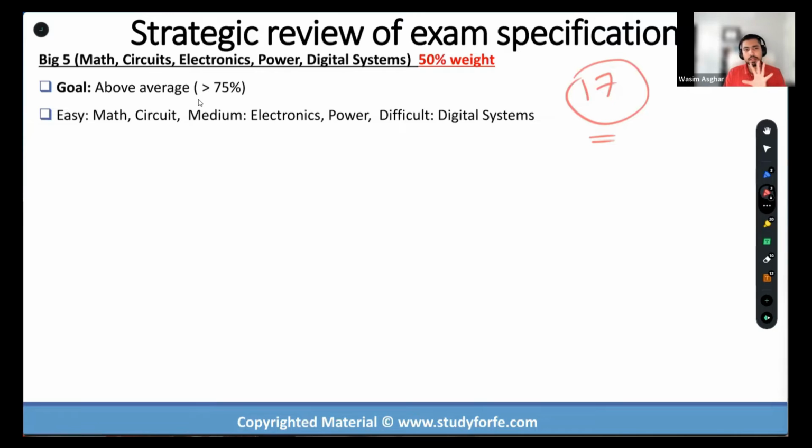Okay, so the Big Five, guys: math, circuits, electronics, power, and digital systems. Why are they important? Because these 5 out of 17 sections account for about 50% of the exam weightage, give or take. It could be 45 on one exam, 55 on another, maybe 40 on one and 50 on the other. It's roughly 50 to 55.